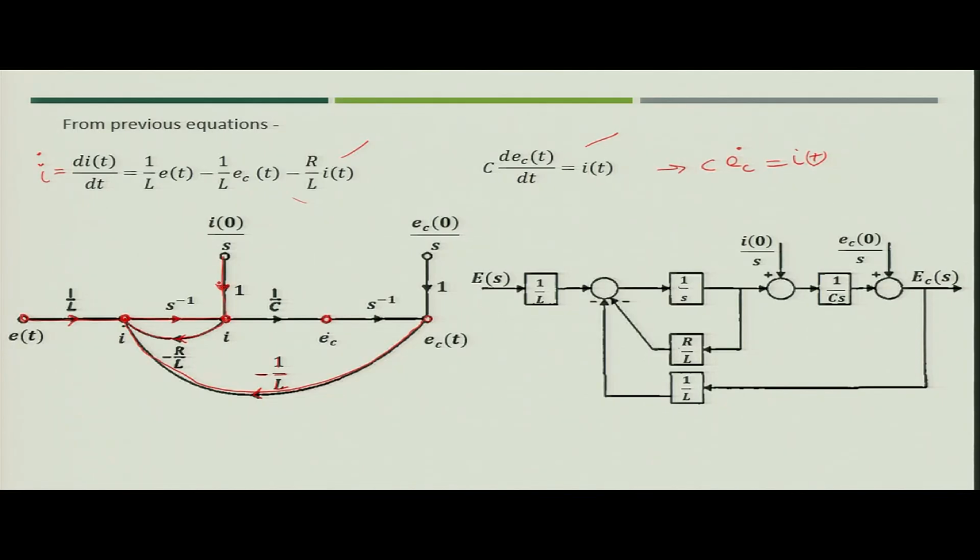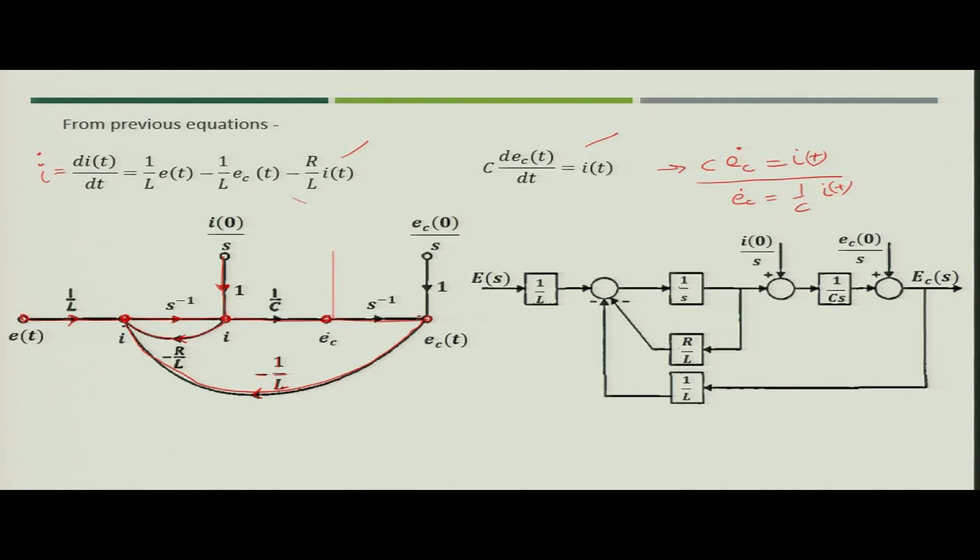Now, next is how I is connected to EC. If you take this equation, I is connected to EC dot with the help of a gain. If you write this as EC dot equal to 1 by C I, EC dot is connected to I with some gain 1 by C. So, you connect I with EC dot with the gain 1 by C. So, now you have connected this. Finally, what you have to connect is EC dot with EC. Again, as we saw in the case of I dot and I, the same we can apply here.